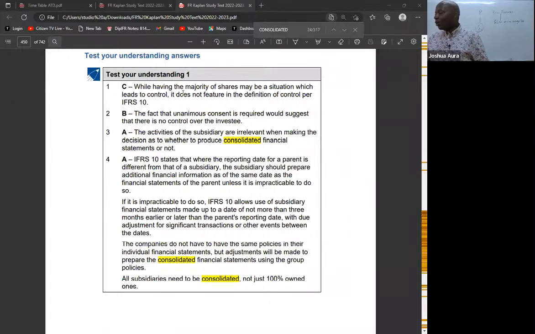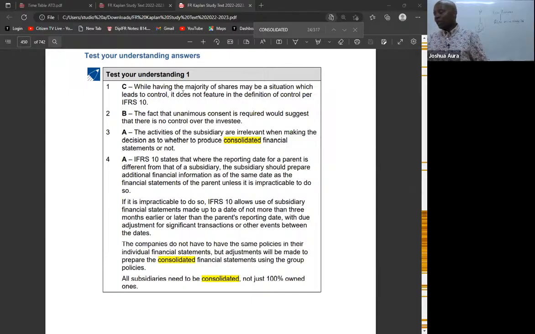While having the majority of shares may be a situation which leads to control, it does not feature in the definition of control per IFRS 10, because under IFRS 10 it is the three-part principle: power, exposure to the profit, and ability to use that power to influence the profit. 2 is B. The fact that unanimous consent is required would suggest that there is no control over the university. You have got 51%, but because it's 100% who have to agree, you will not be able to control this yourself. You need the other guys on board.